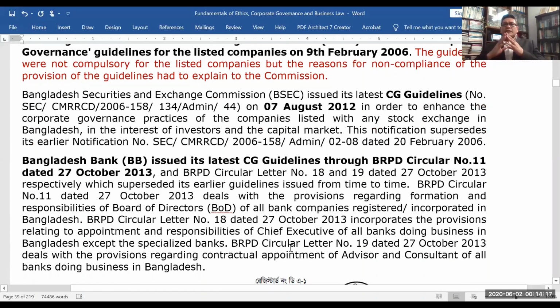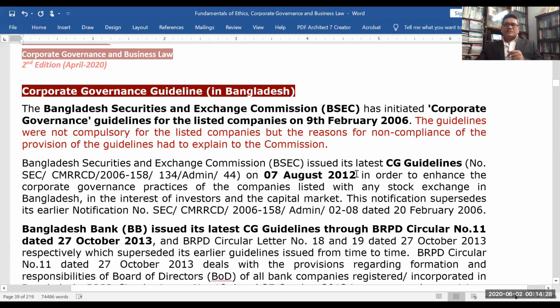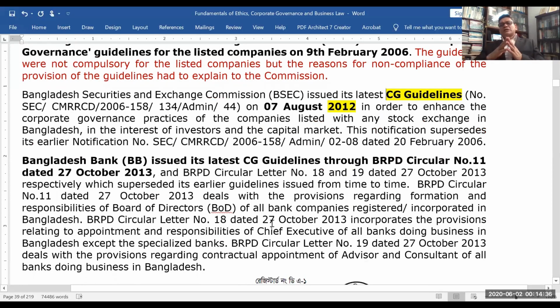So again, corporate governance guidelines in the year 2012, the Securities and Exchange Commission published. That was mandatory. So that time it replaced the previous one issued in 2006.